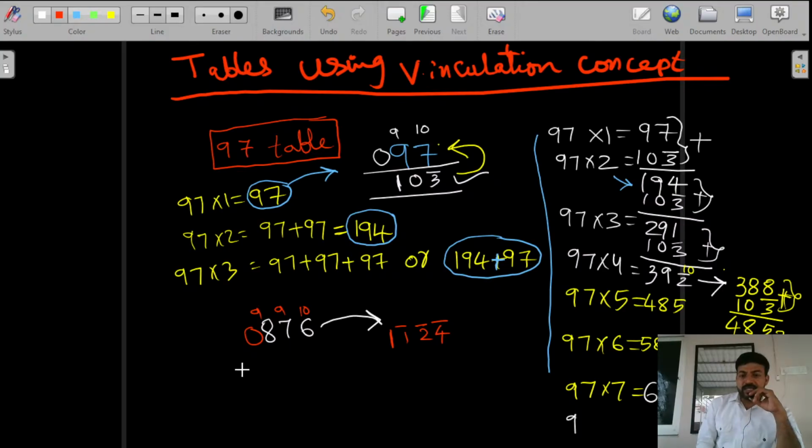Now you can use this addition method. You know the structure of the table. So you have to add 876 every time, but adding 1 bar 1 bar 2 bar 4 is very easy compared to adding 876. Instead of adding 876, add 1 bar 1 bar 2 bar 4. Okay.